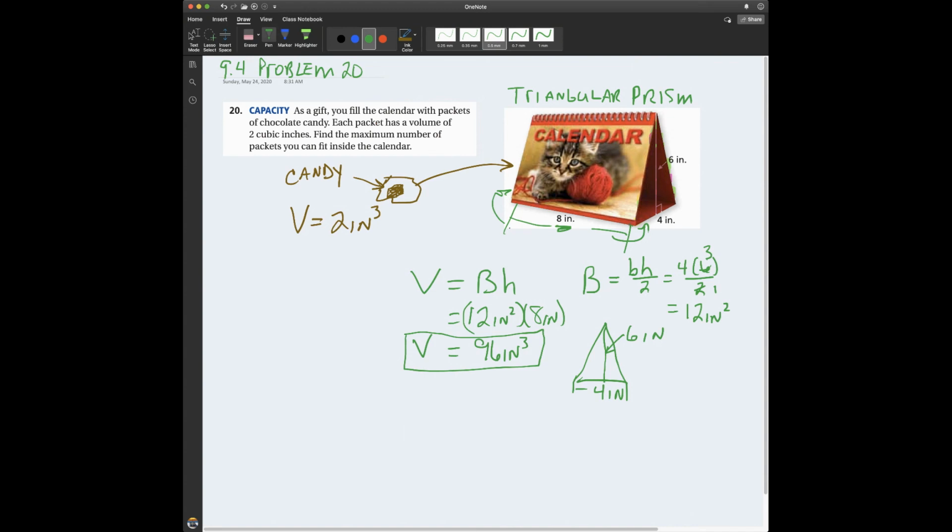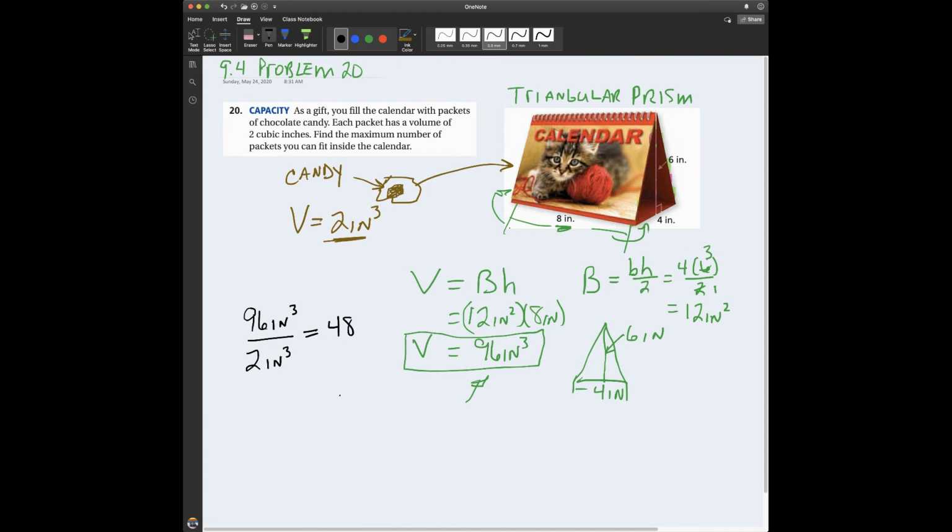So now we need to figure out how many pieces of candy we can put in there. Well, if I have this much space and I know the volume of a piece of candy, wouldn't it make sense that to figure out how many pieces of candy, I should take the volume, or the amount of space that I have, and divide it by the volume of one of these pieces of candy. So I do that and I end up with 48.